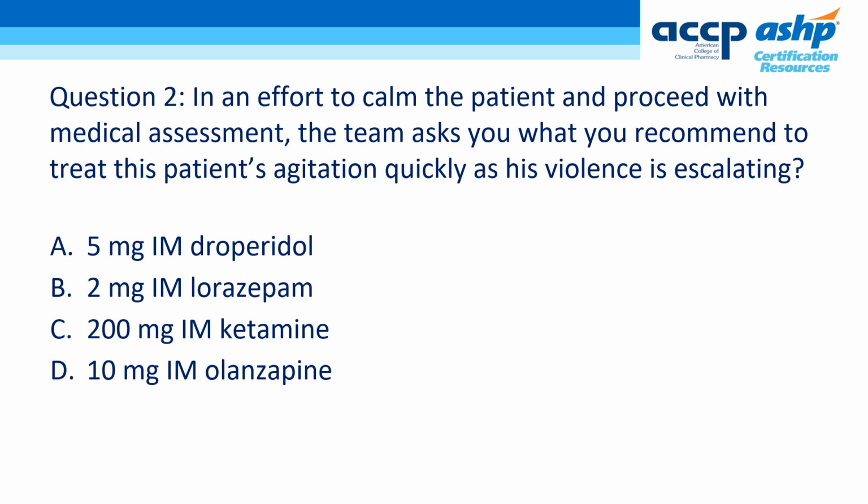Question 2. In an effort to calm the patient and proceed with medical assessment, the team asks you what you recommend to treat this patient's agitation quickly as his violence is escalating. Would you recommend A, 5 milligrams intramuscular droperidol, B, 2 milligrams intramuscular lorazepam, C, 200 milligrams intramuscular ketamine, or D, 10 milligrams intramuscular olanzapine?